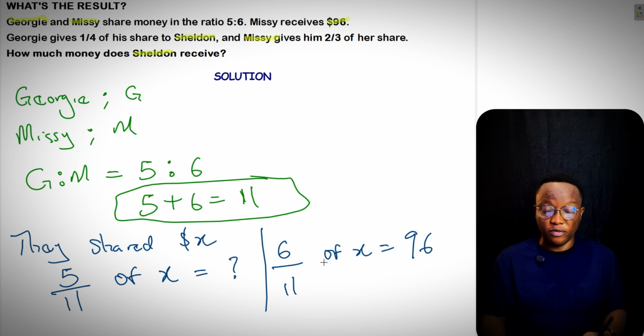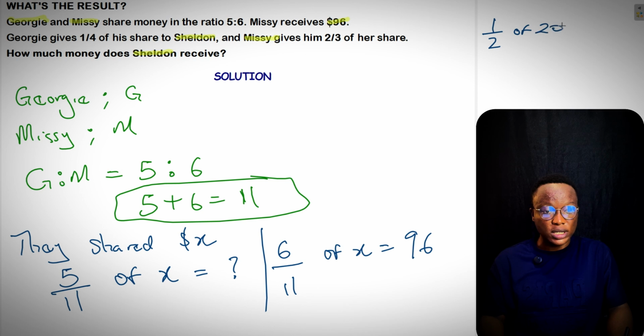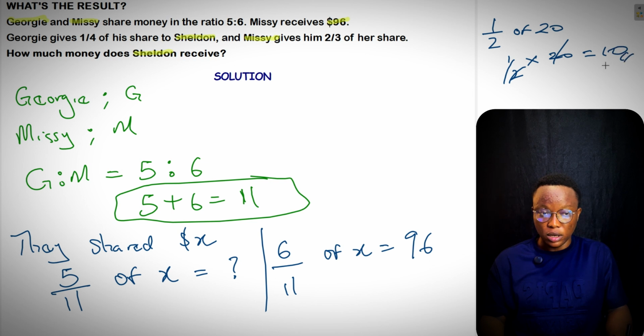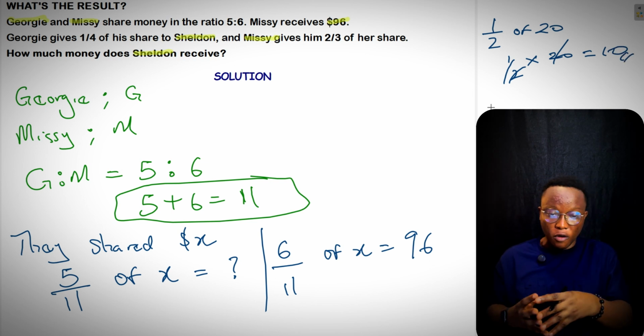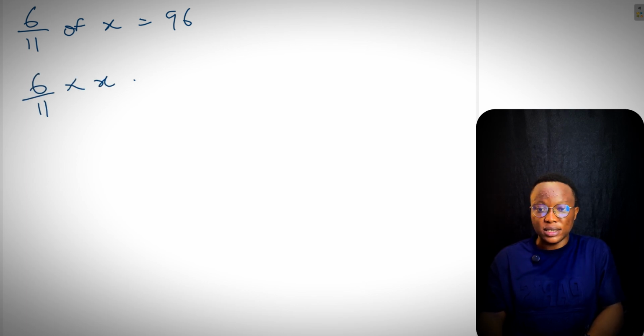Now, when you see "of" in mathematics, in many contexts, we can say "of" is translated to mean multiplication. For example, when we say half of 20, that's basically saying 1/2 multiplied by 20, which is 10. So in many situations when you see "of" in mathematics, we mean multiplied by, right? So let's get this over with. 6/11 of X is equal to 96, as we have said earlier.